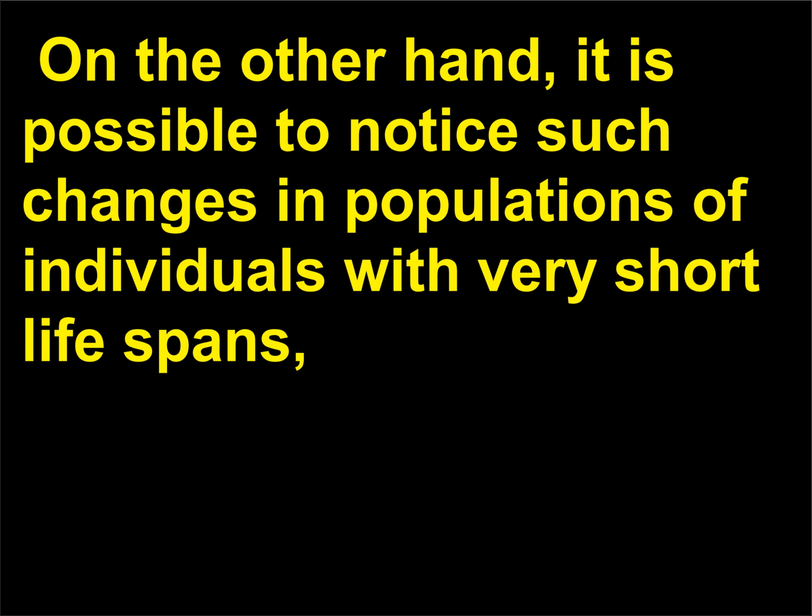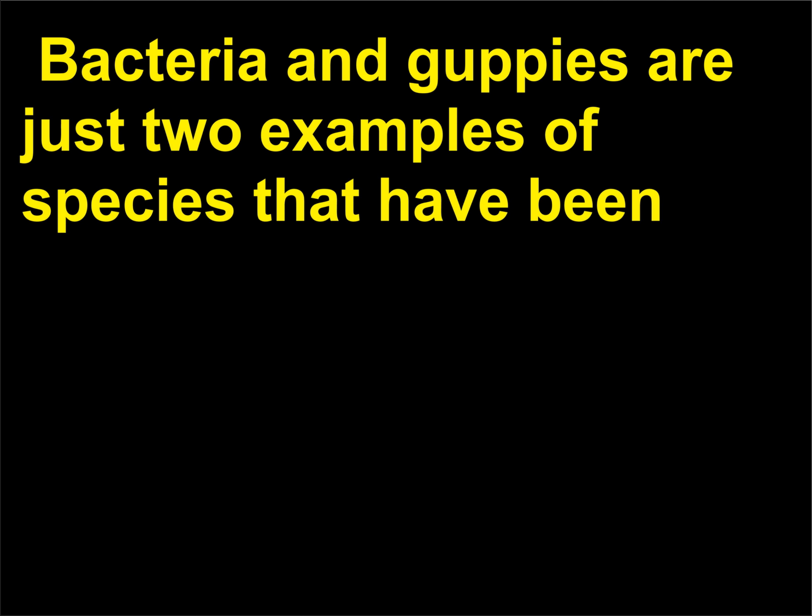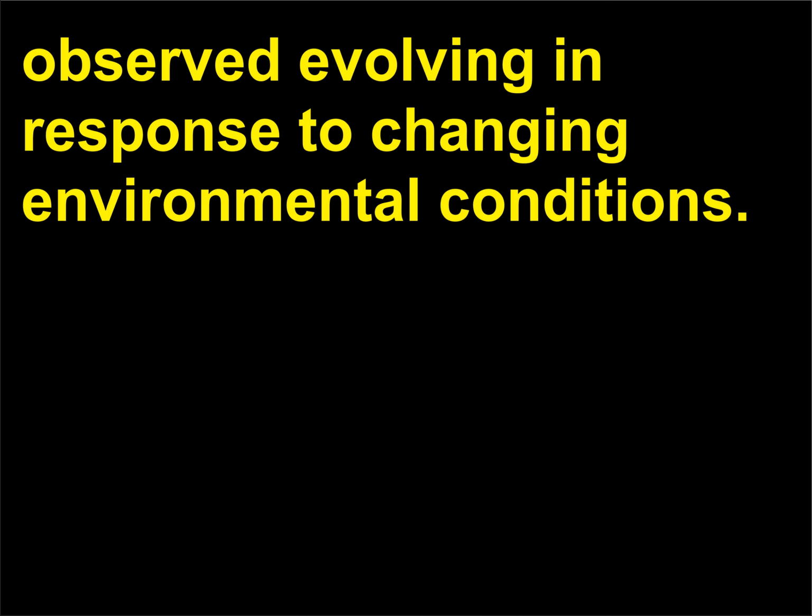On the other hand, it is possible to notice such changes in populations of individuals with very short lifespans, particularly when they are experimentally manipulated. Bacteria and guppies are just two examples of species that have been observed evolving in response to changing environmental conditions.